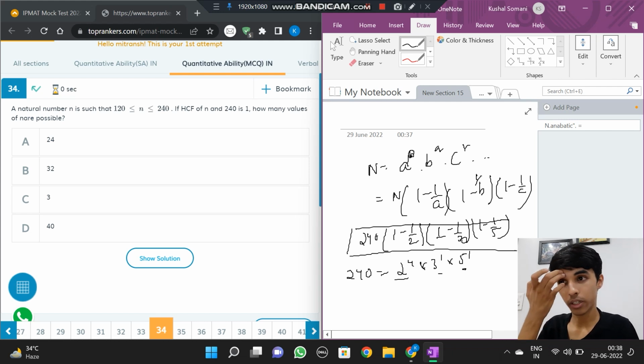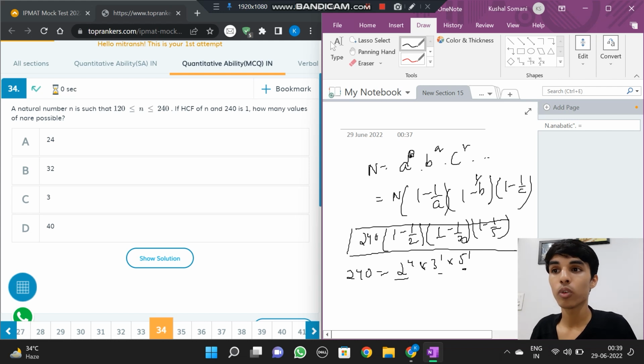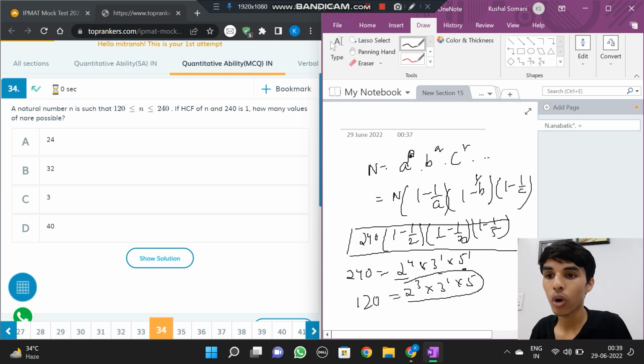But the question doesn't end here. We need to calculate those co-primes that are less than 240 but greater than 120. So we need to calculate the number of co-primes of 240 that are less than 120 as well. But that is an easy task because 120 is also 2 to the power 3 into 3 to the power 1 into 5 to the power 1. Hence the number of co-primes of 240 less than 120 will also not have any different values of a, b and c.